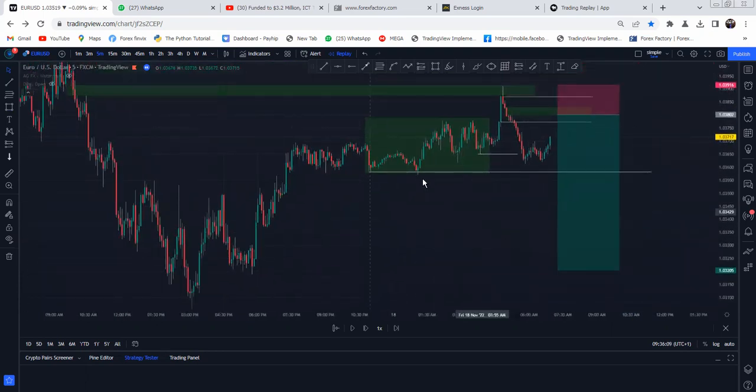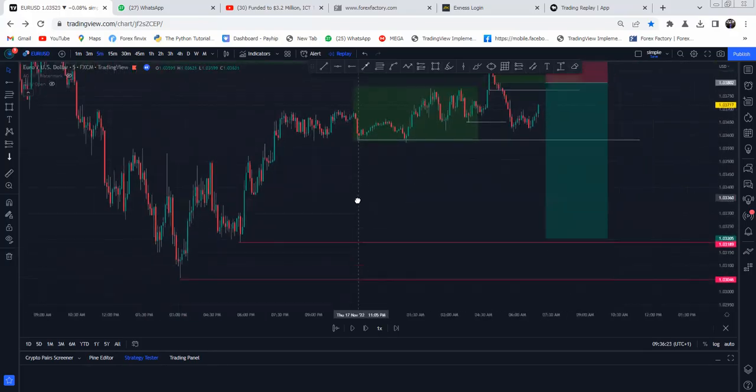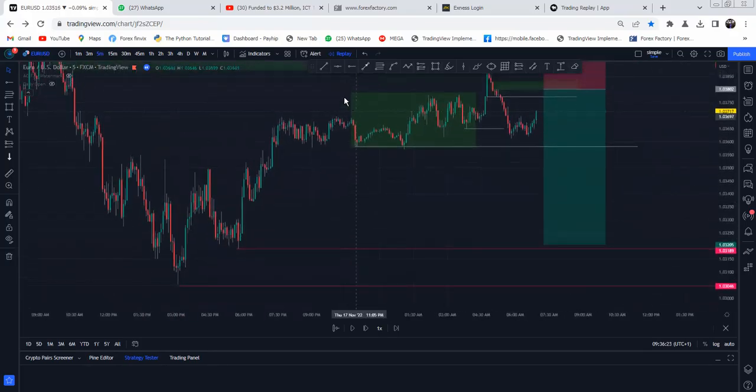That is how it is. All right, your first objective, you take out partials from the Asian low, and then the previous lows, that will be your second, third, and fourth objectives.